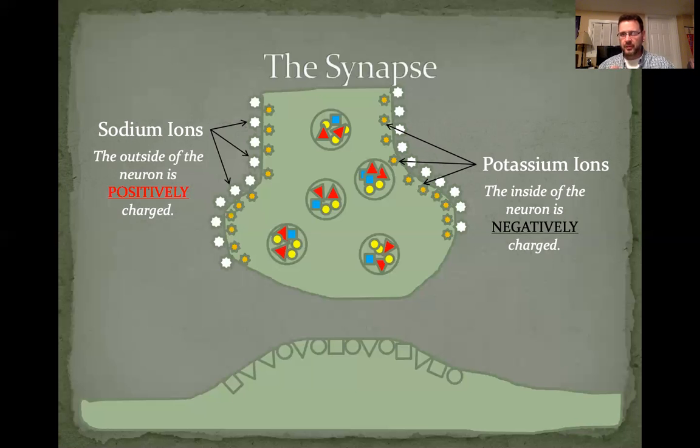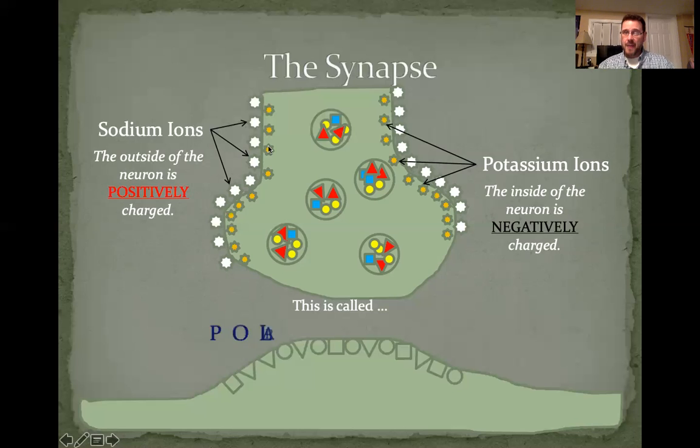Quick detour for the bio experts. All by itself, potassium is positively charged, but there's a bunch of chloride ions that outnumber potassium on the inside that carry a negative charge. Anyway, again, we don't need all those details. Let's just know the outside of the neuron starts with a positive electric charge, and the inside of the neuron starts with a negative electric charge.